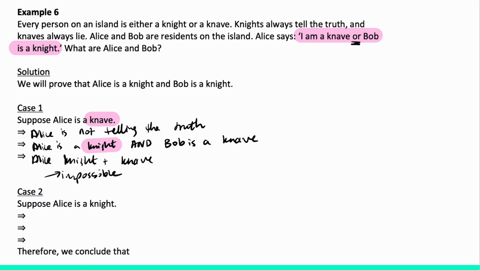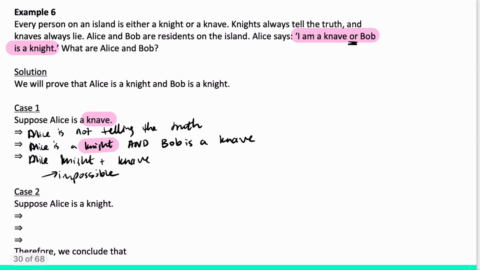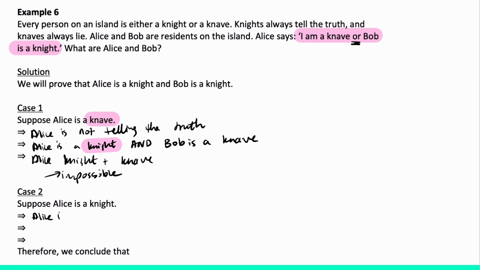So let's move on to the second scenario where Alice is a knight. If Alice is a knight, then Alice is telling the truth. If she's telling the truth, then the statement stays as it is. So Alice is a knight. Alice is a knave, or Bob is a knight.